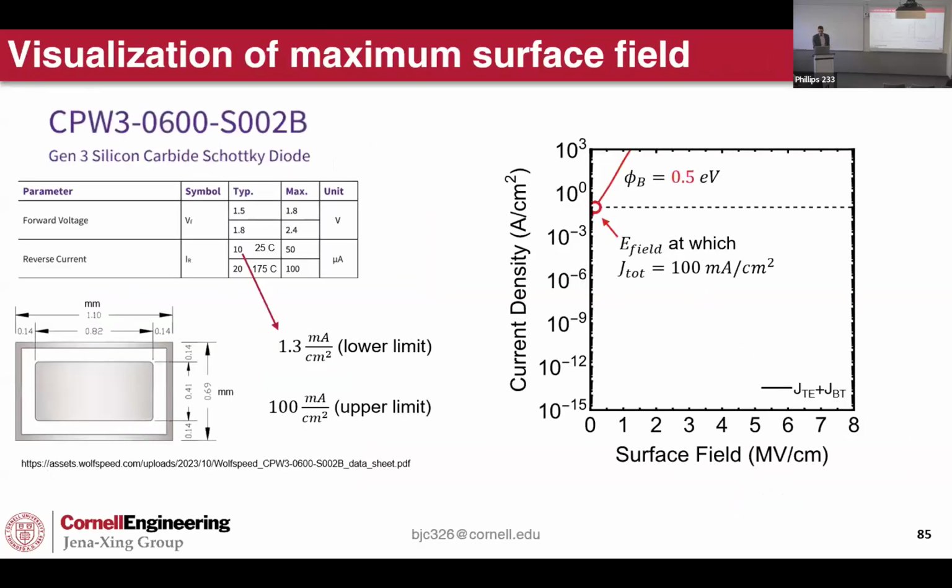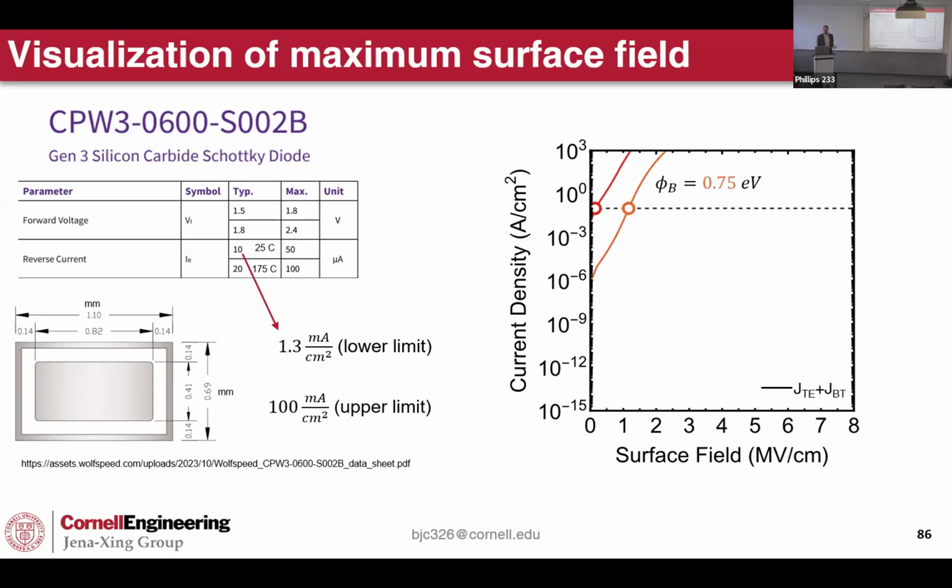So what I'm also going to do is explain how I'm going to benchmark this. If we draw the current versus field, the JE plot, I'm going to fix a current, which is the maximum current I want to exhibit. So if I don't want to pass more than 100 milliamp per centimeter squared, at phi B of 0.5, that intersects at roughly 0.5 megavolts per centimeter, which means at that current, at that barrier height, that's the maximum field I can withstand.